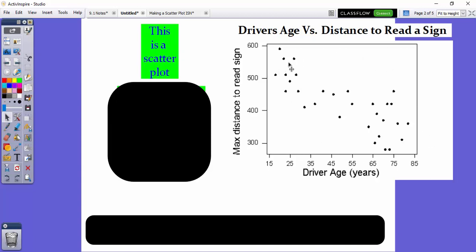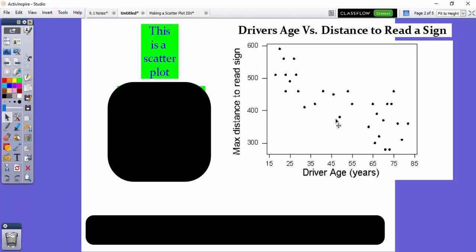So if we go over and look at this graph, I can see the title up here says driver's age versus the distance to read a sign. Then if I look at my graph, I can see on the x-axis I have the driver's age. So it's a set of numbers. These are their ages, 15, 25, 35, so it looks like it's going up by tens. And then on the y-axis, I have the maximum distance it took them to be able to read a sign. And it looks like it's going by hundreds here.